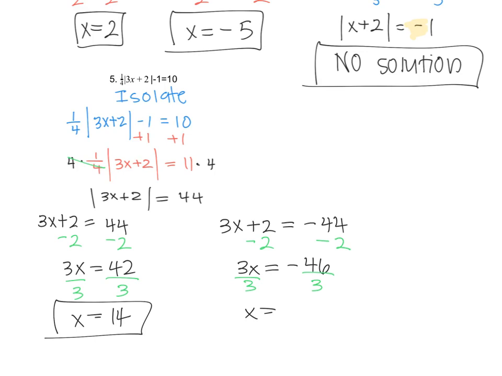And I remember I told you guys I don't like decimal answers, especially if it's a repeating decimal. So we're going to leave our answer as x equals negative 46 over 3. So 14 and negative 46 over 3 are the two values we can plug into our original absolute value equation and evaluate it and get 10 as our final answer.